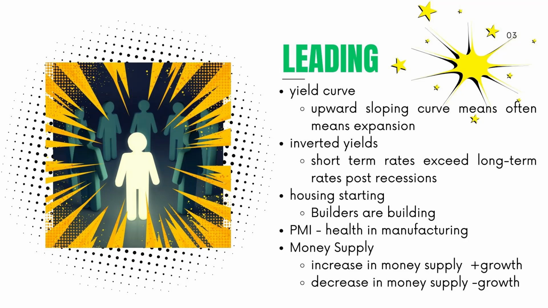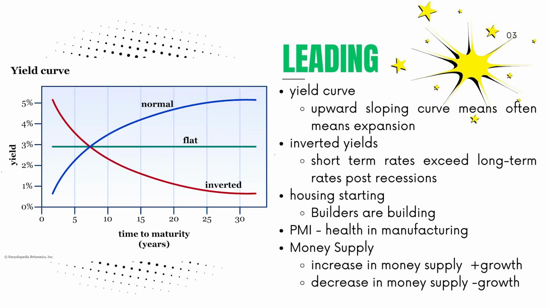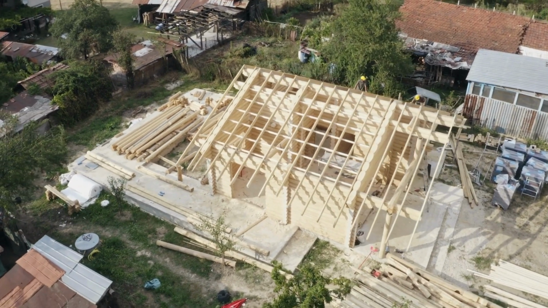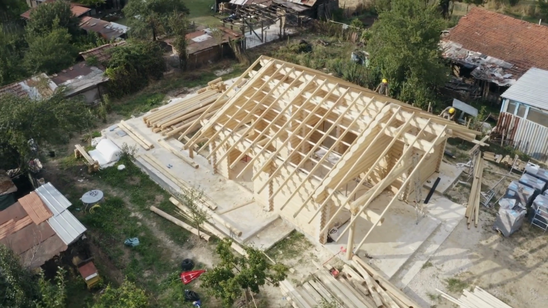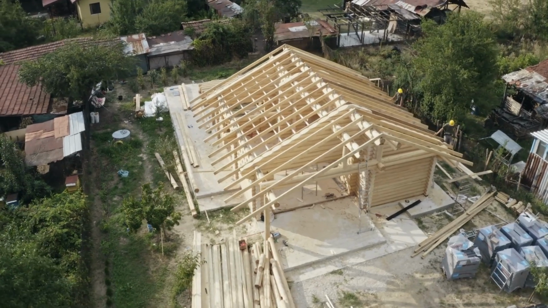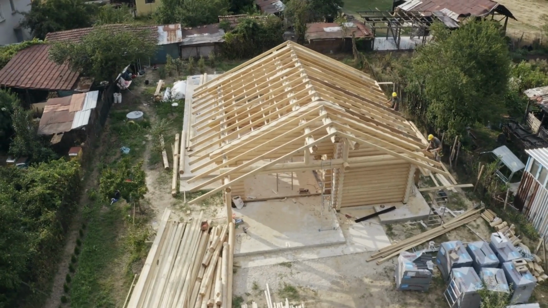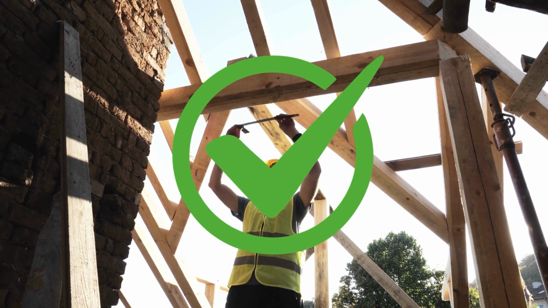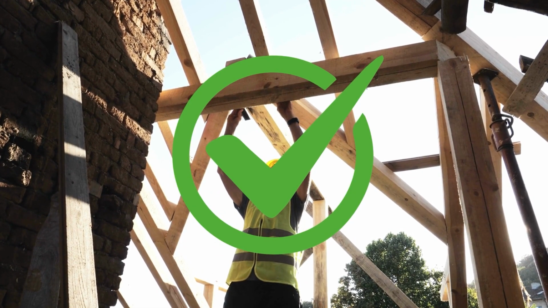Now, here are some examples for leading indicators. Yield curves, which is a graph displaying how the yields on debt instruments change based on their length to maturity. An upward slope often means expansion, while an inverted yield means short-term rates exceed that of long-term rates, and this is often post-recessions. Then the housing market increasing means builders are building homes more, and construction in general has begun. So then, therefore, there is more projects, and it takes a long time to make houses. So this often points in a positive direction for the economy.